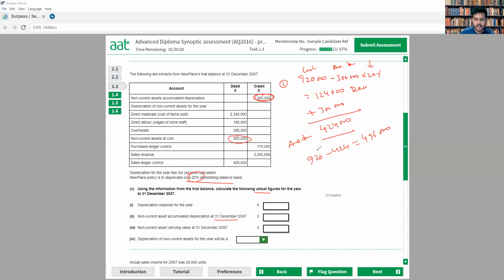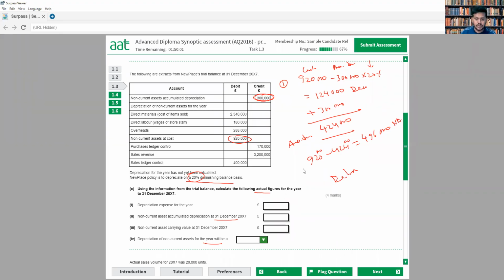Just didn't take this 30. So this is my net book value or carrying value, whatever it is. Then depreciation of the non-current asset for the year will be what? So depreciation is always expense. Remember that. Depreciation is always expense, is always debit. On the other hand, accumulated depreciation is always credit.